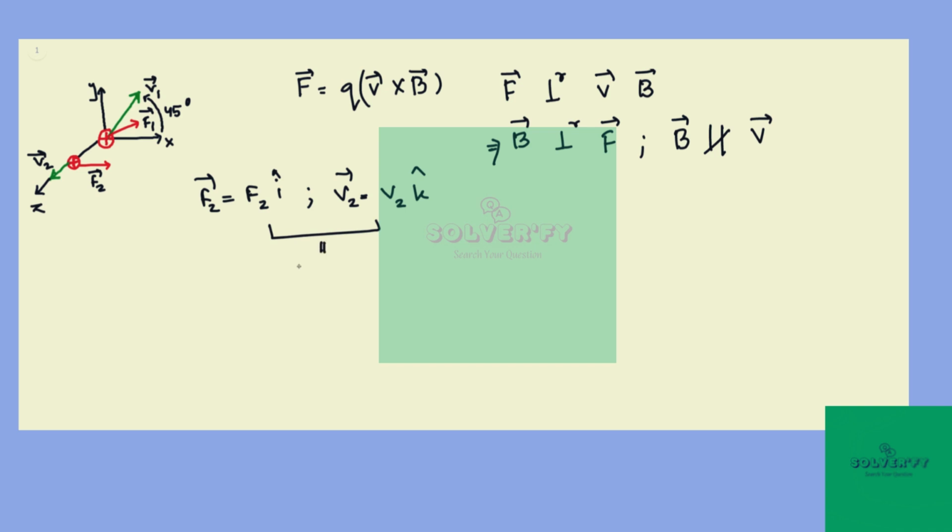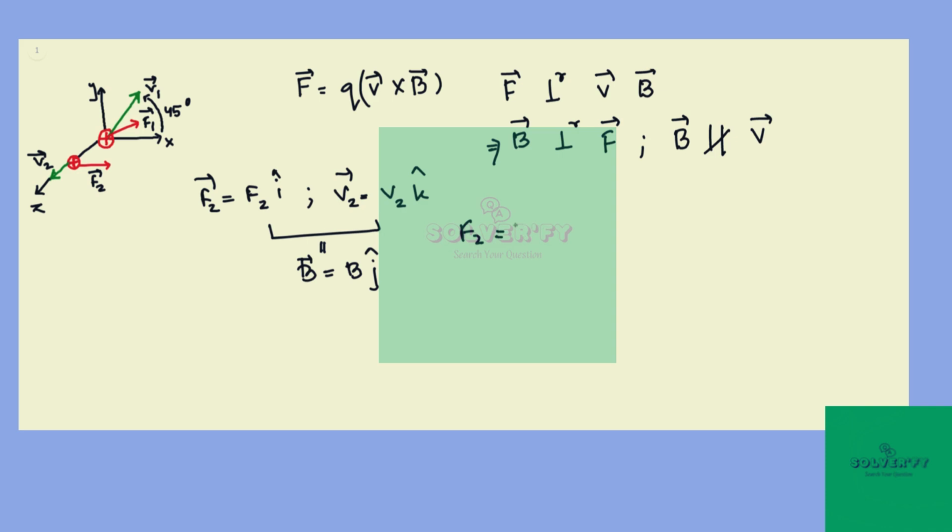That means the only possible direction the magnetic field can have is along the y direction, because this is the only case in which B can be perpendicular to F2 and at the same time not parallel to the velocity vector v2. Now let's calculate the force F2 using these equations.